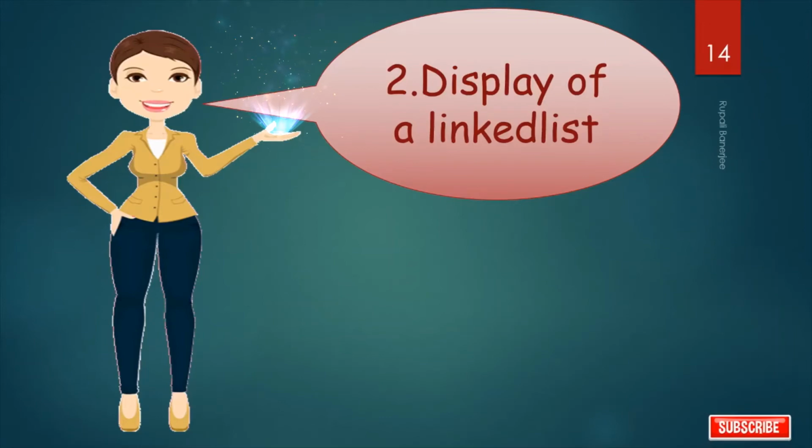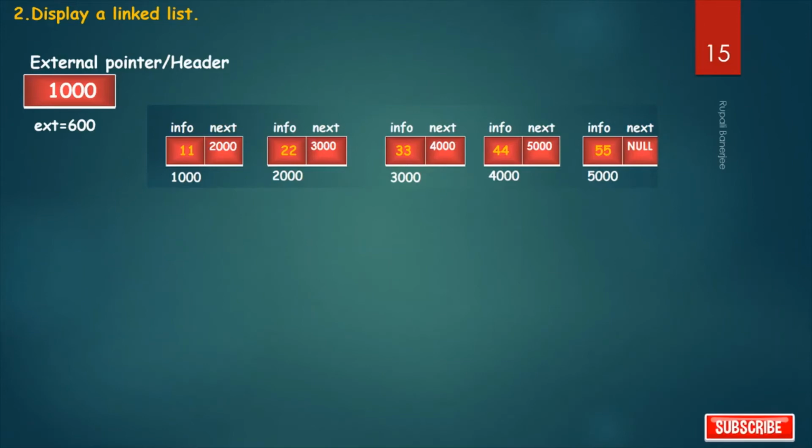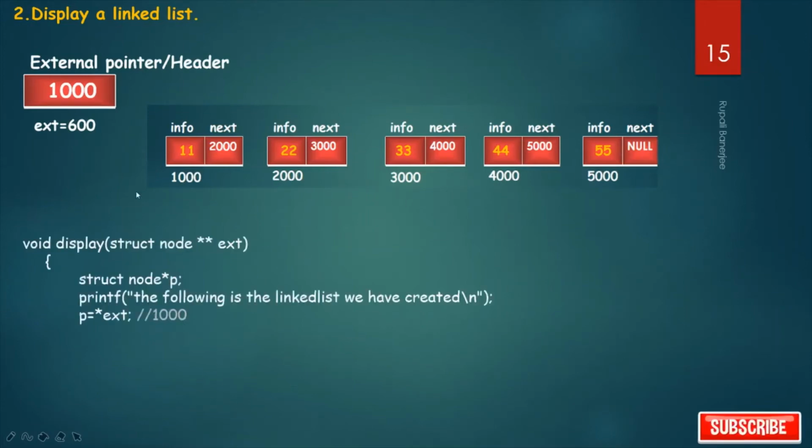Our next function is how to display a linked list. Display a linked list means I want to print the info of each node in the linked list. So how can we print? See the code. First, again I am passing the address of the external pointer, that is 600. Struct node *p means p can hold the address of any node. I write p equal to *ext, the value at ext is 1000. So p holds this 1000. So this node is p.